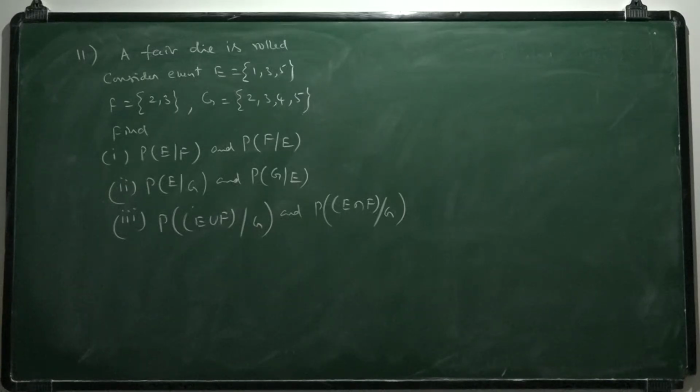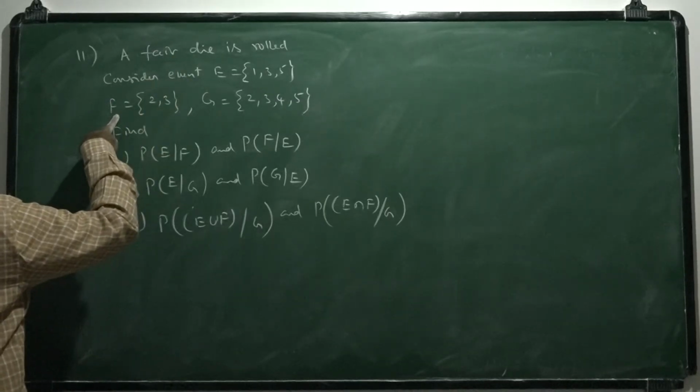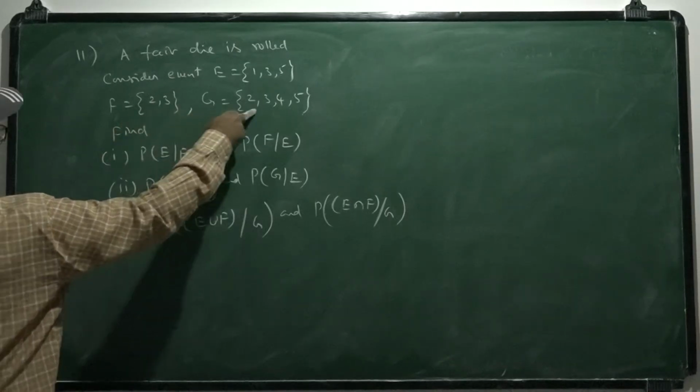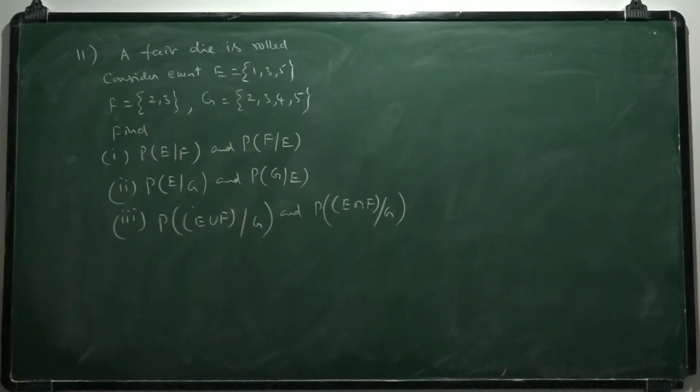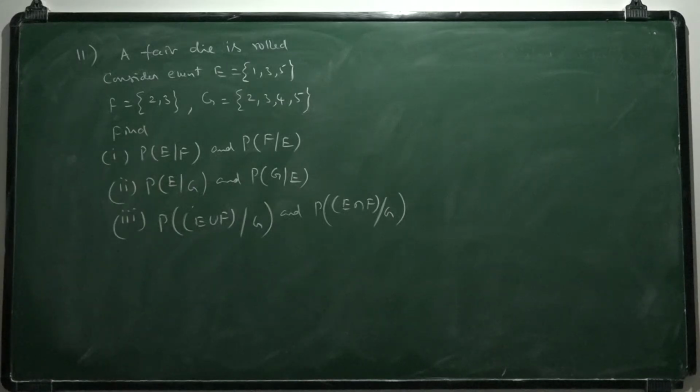A fair die is rolled and event E contains 1, 3, 5, getting the numbers 1, 3, 5 on the rolled die. F stands for the event of getting 2 and 3 and G stands for the event of getting 2, 3, 4, 5. In such case, we have to find the required probabilities.